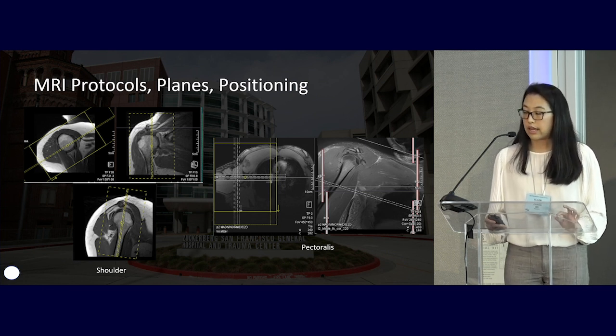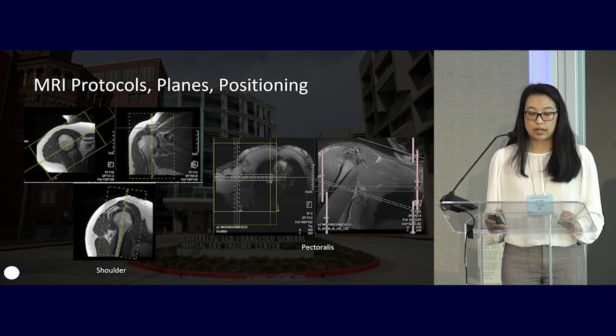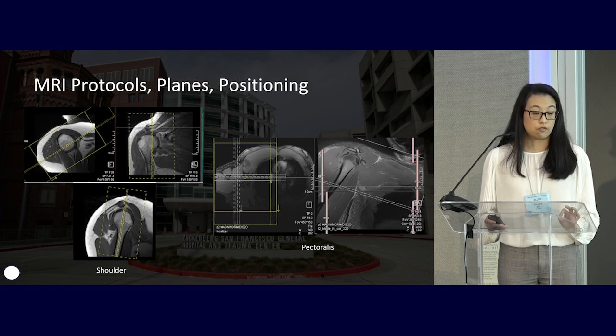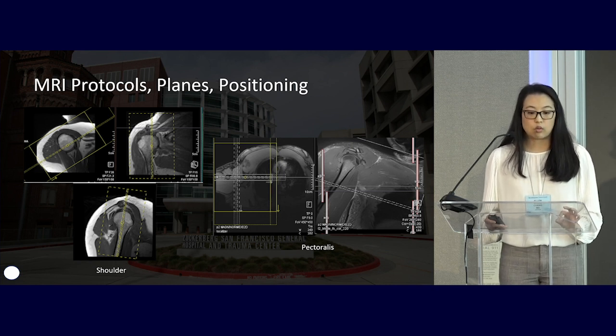This is in contrast to a standard shoulder MRI with images seen here on the left, which is a much smaller field of view, and the planes are orthogonal to the glenohumeral joint and are tailored to evaluate for internal derangement of the shoulder.